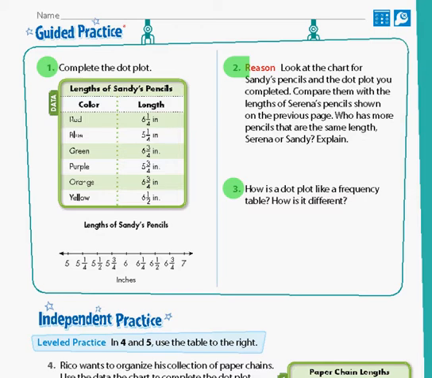Okay, we're working with dot plots a little bit more. We're going to be creating some dot plots in this one. Problem number one is to complete the dot plot. They've given us the data right here. We're going to create the dot plot down here.